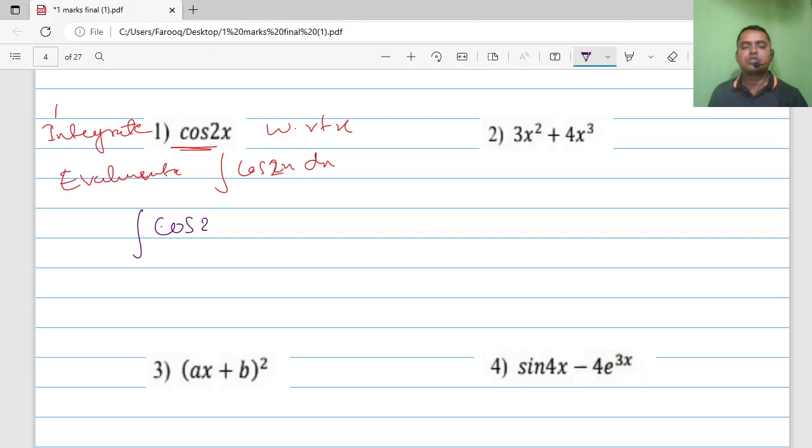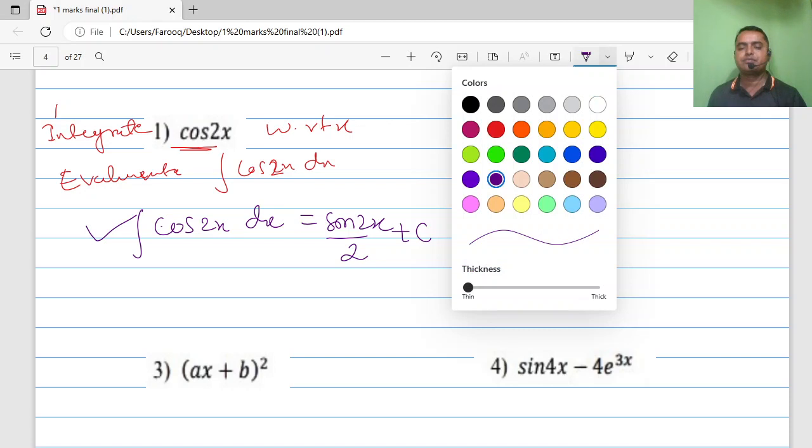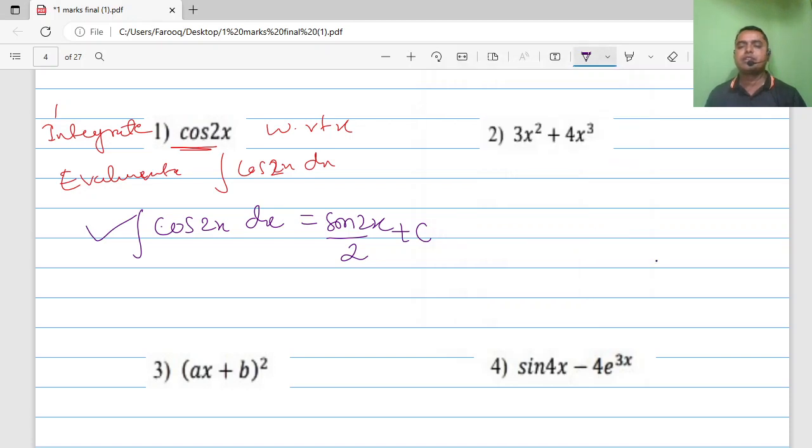Integration of cos 2x dx is nothing but sin 2x divided by 2 plus c. You will get 1 mark for this question. Yes, and look at here. Here two terms are there.